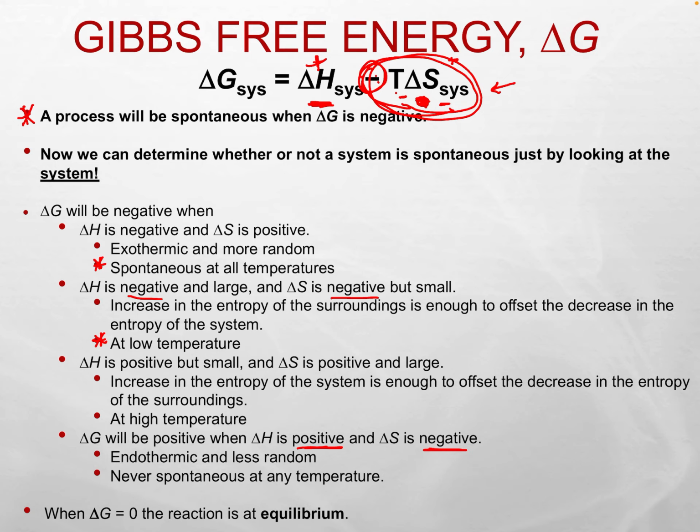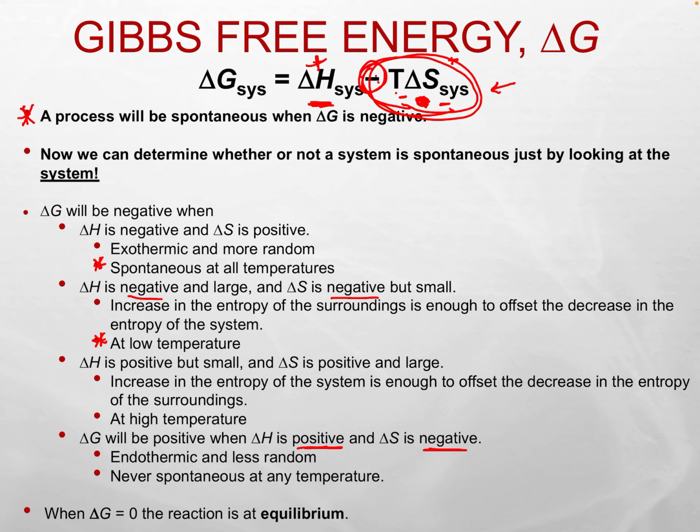Okay, and if you think about this in terms of what those letters mean, right? Delta H, we want that to be negative, right? We want that to be exothermic. And we want delta S to be positive. We want it to be increasing in randomness, in disorder, right? That's how we get these spontaneous systems. That's how we get this negative delta G.